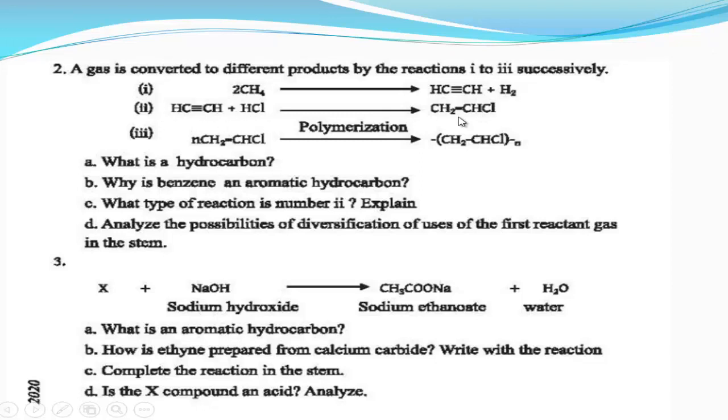Follow here, 2 reactants combine together and form a product. So this is an addition reaction. You have to give explanation from chapter 7, addition reaction. Analyze the possibilities of diversification of uses of the first reactant gas in the system. The first reactant gas is methane. That means you have to explain here the multi-purpose uses of methane. You know that methane is mainly natural gas.